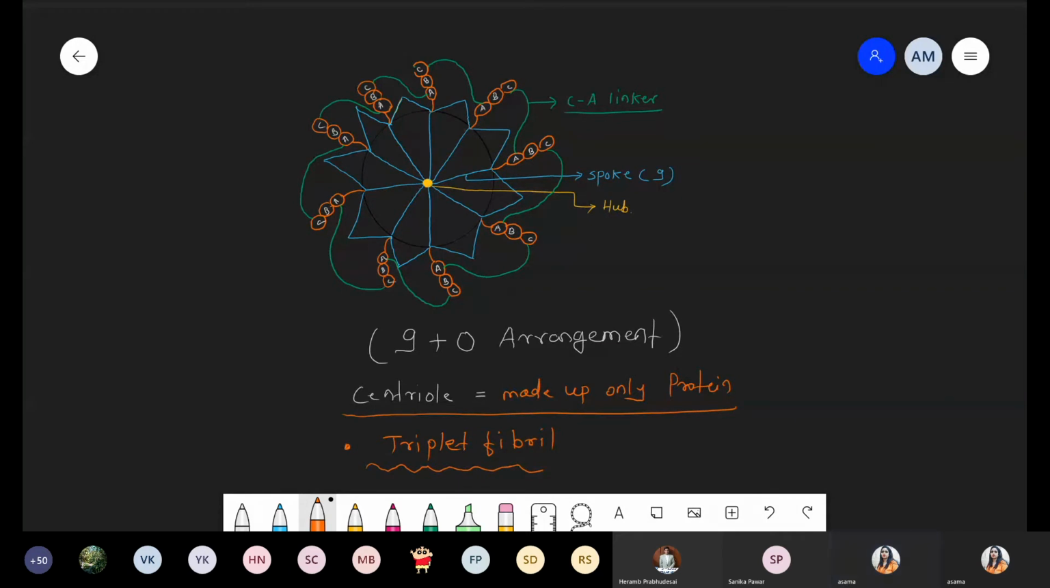Got this point? Is there any doubt with respect to diagram? No, ma'am. Okay. So just cover this part diagram. We'll continue the next part, that is function.